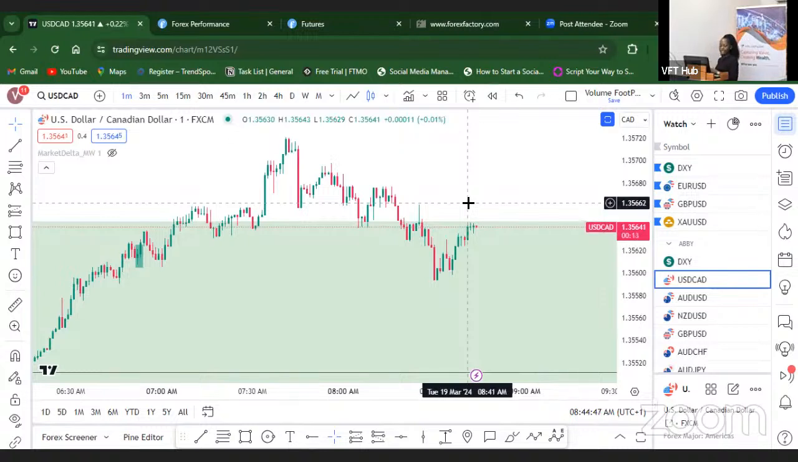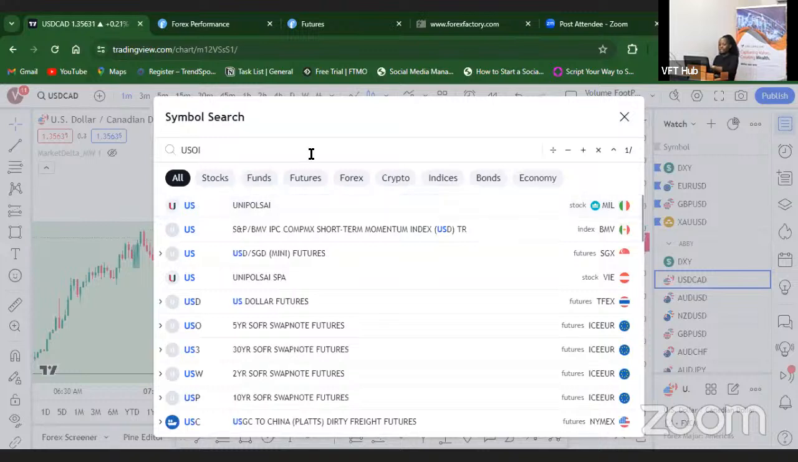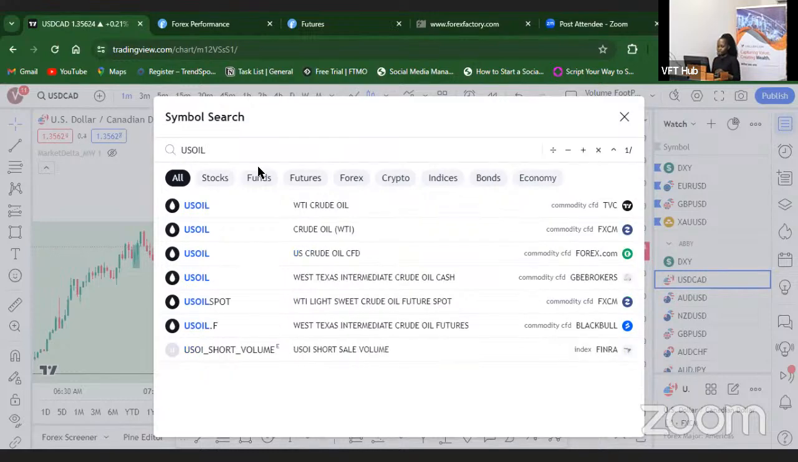But remember, when it comes to USD CAD, we also want to analyze US oil to see what US oil is doing, because the Canadian economy is heavily dependent on oil exportation and importation, right? So when we look at US oil, it gives us an idea of how strong or weak the Canadian economy is. Ideally, we want to see US oil bearish when USD CAD is bullish, because this makes us believe that the Canadian currency is weak and the US dollar is strong compared to the Canadian currency. And so we can buy USD CAD comfortably because US oil is bearish. So let's see what US oil is doing.